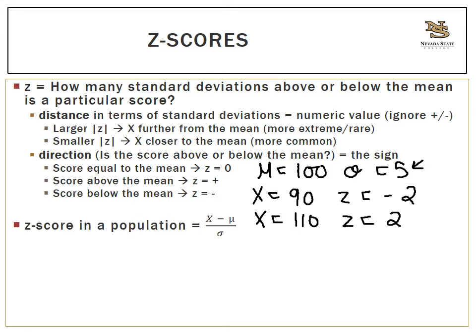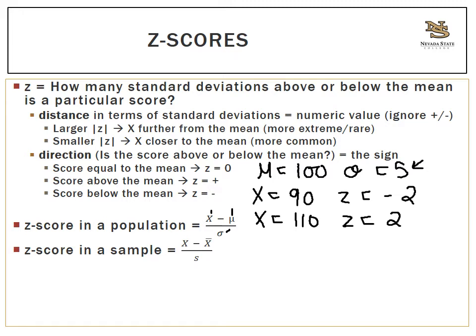So now when you see the formula, you will see how that makes sense as well, right? So you could have, for instance, plugged in for x, 90, minus 100, that's going to give you negative 10, divided by 5, that's going to give you that negative 2. I wanted to show you how you could arrive at that conclusion with simple numbers conceptually before you rely on the formula. Now, the z-score for a sample is the exact same thing, essentially, just the notation slightly different.